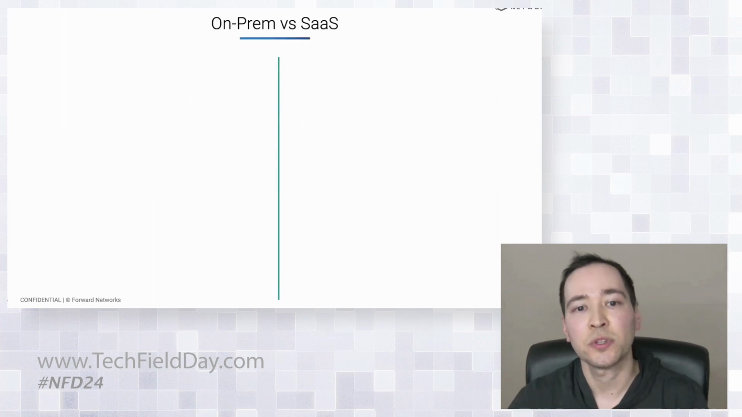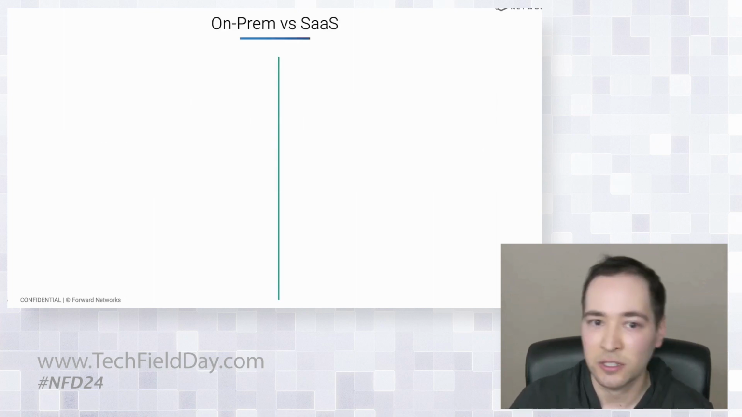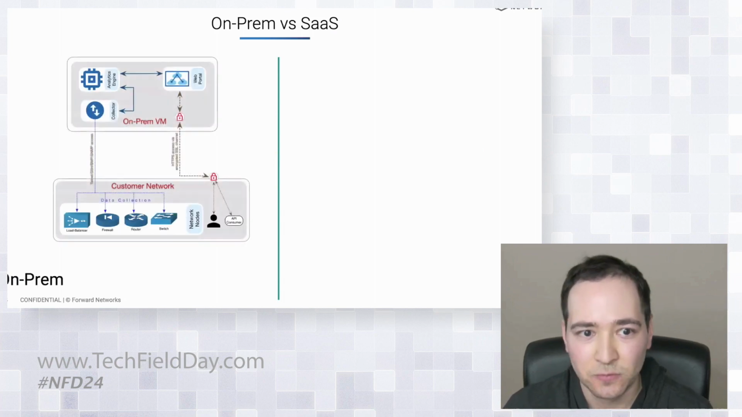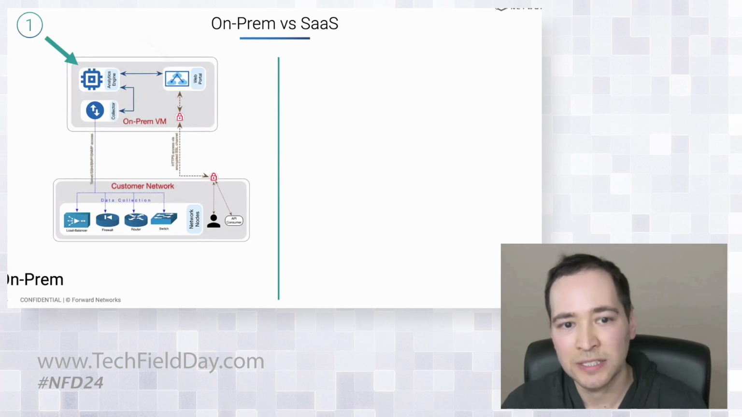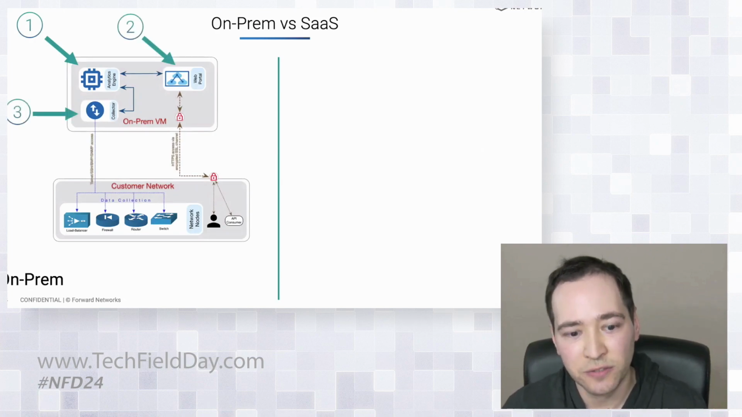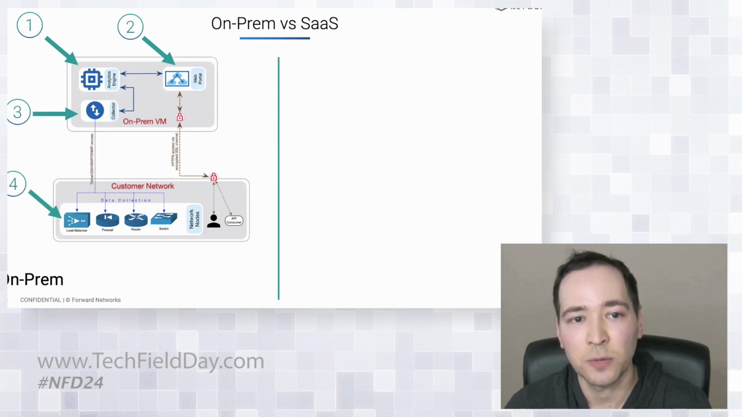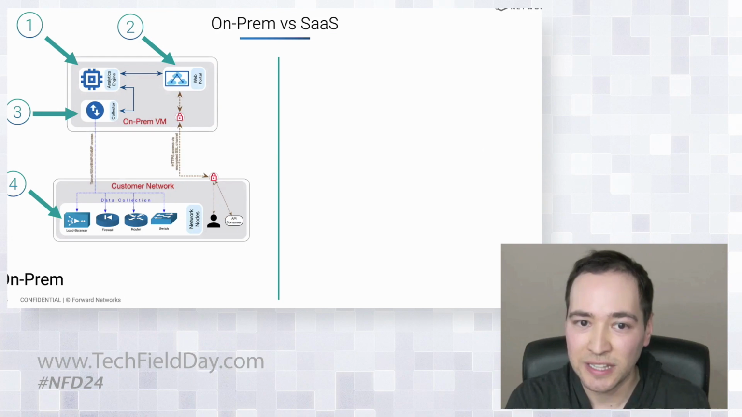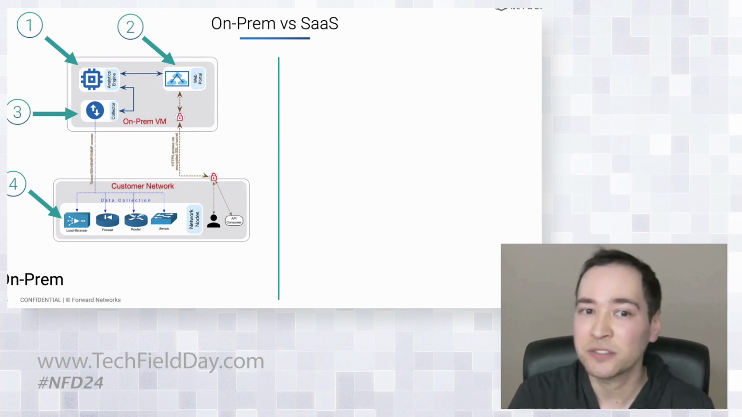First, we need to choose whether we go with an on-prem cluster or SaaS, which is mostly in cloud. With on-prem, the analytics engine, the web user interface, as well as the collector all live inside that VM. The collector captures both the configuration and forwarding state from your network devices using read-only credentials, and no data ever leaves your premises. That's on-prem.